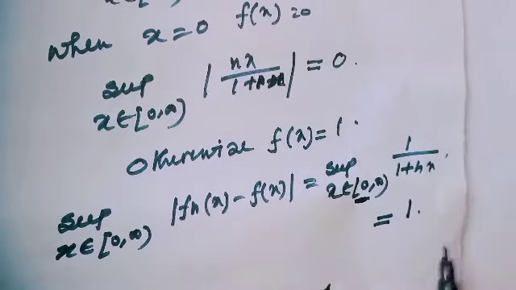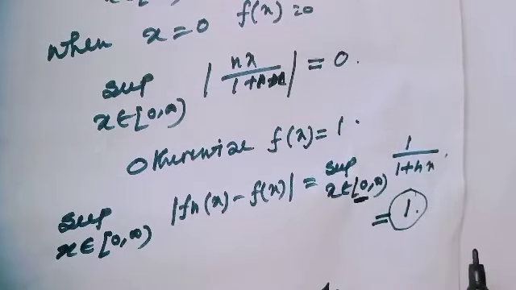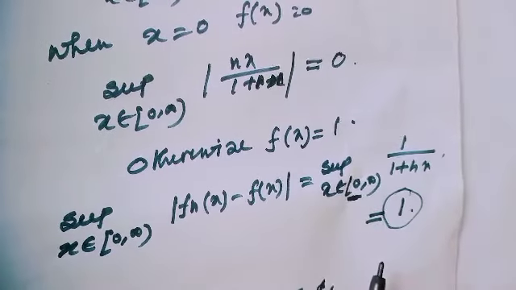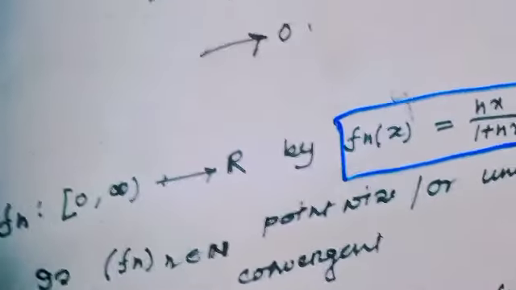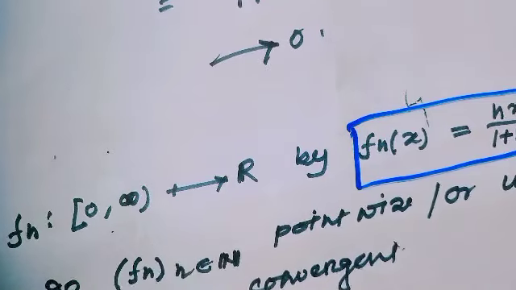And since I have got the supremum value 1, that means our condition has broken here. The function is not uniformly convergent when the domain is defined as closed 0 open infinity.